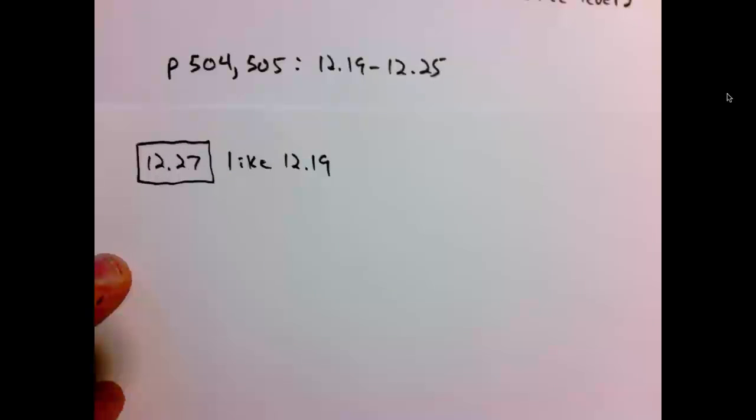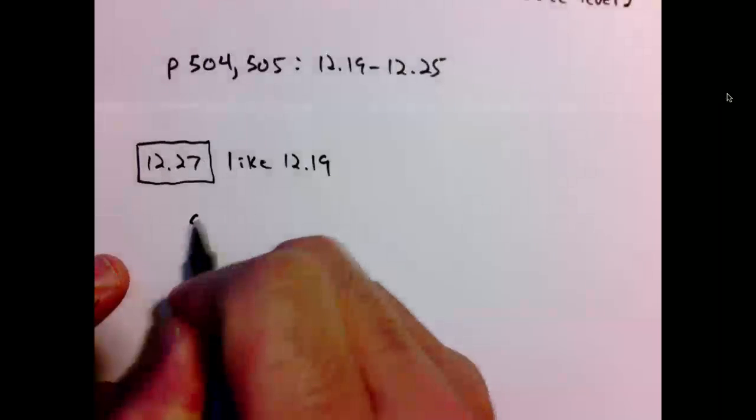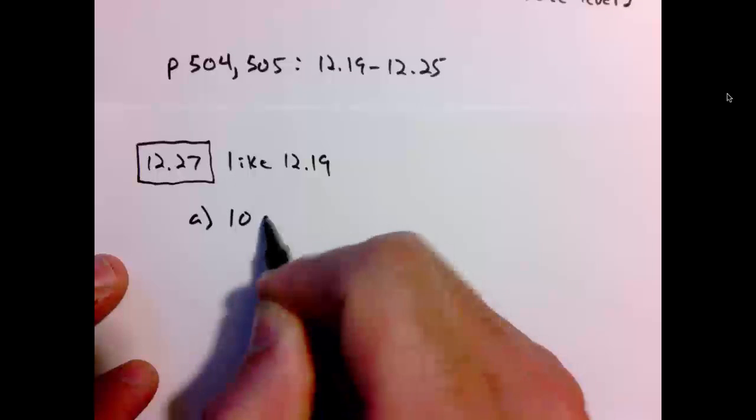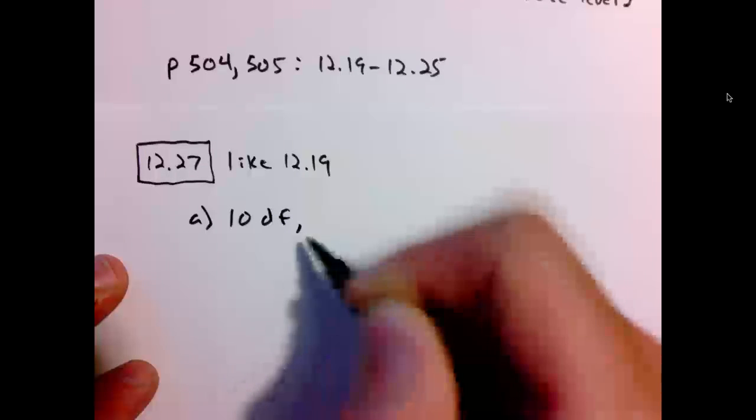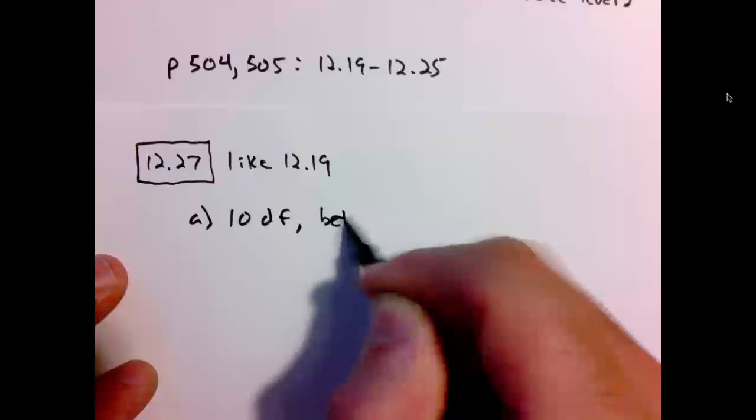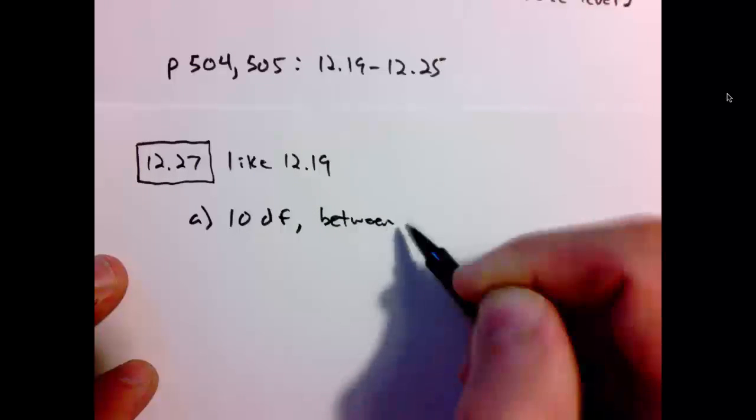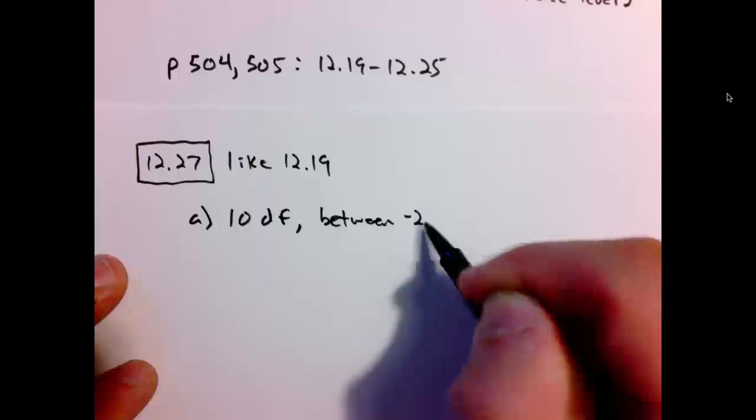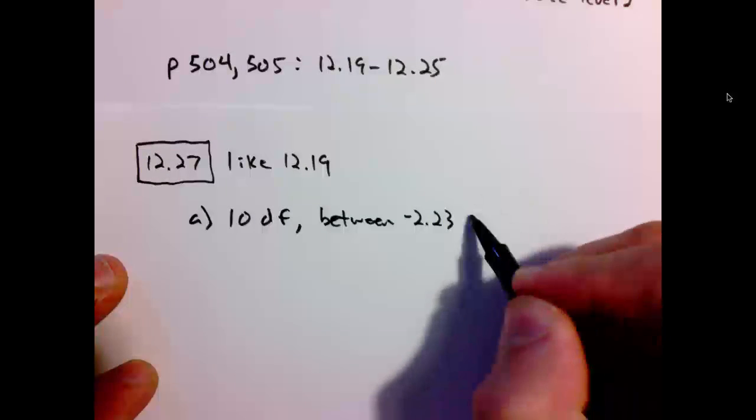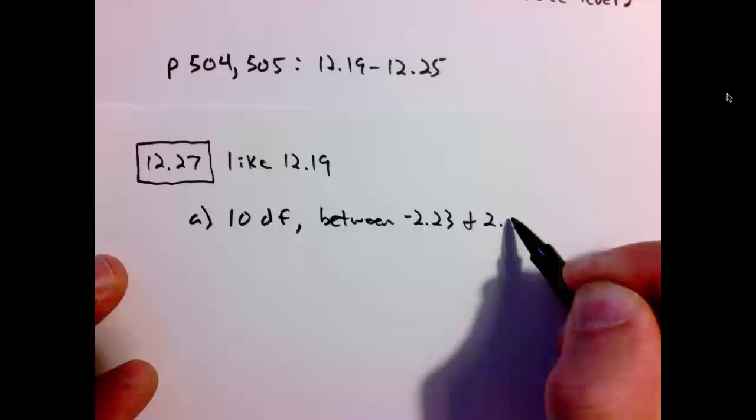It says, what percentage of time will a variable that has a t distribution with the specified degrees of freedom fall in the indicated region? Part A asks, we want 10 degrees of freedom, and we want to be between negative 2.23 and a positive 2.23.